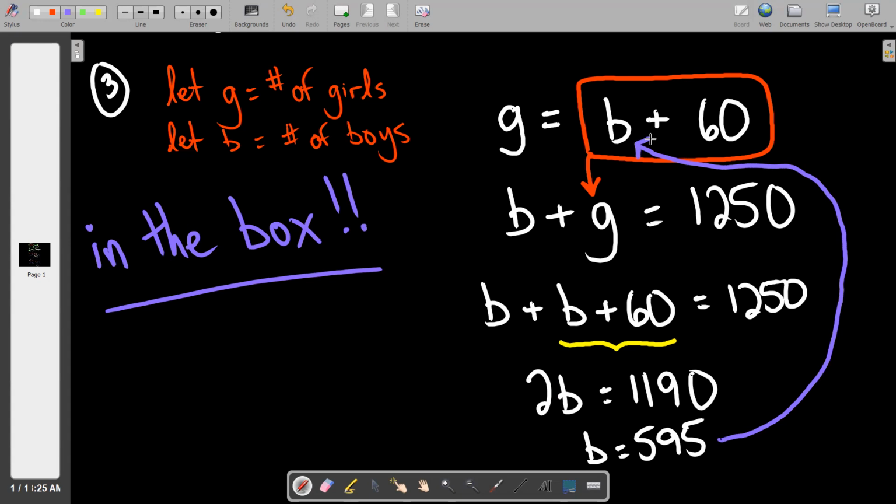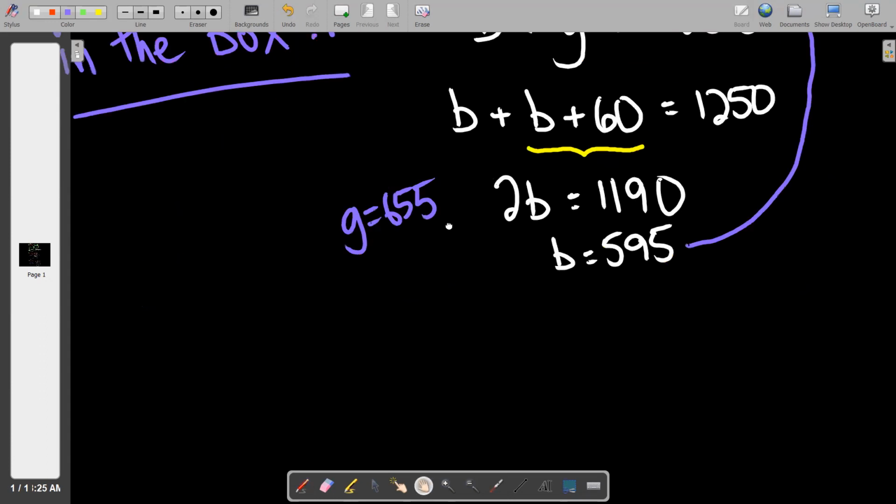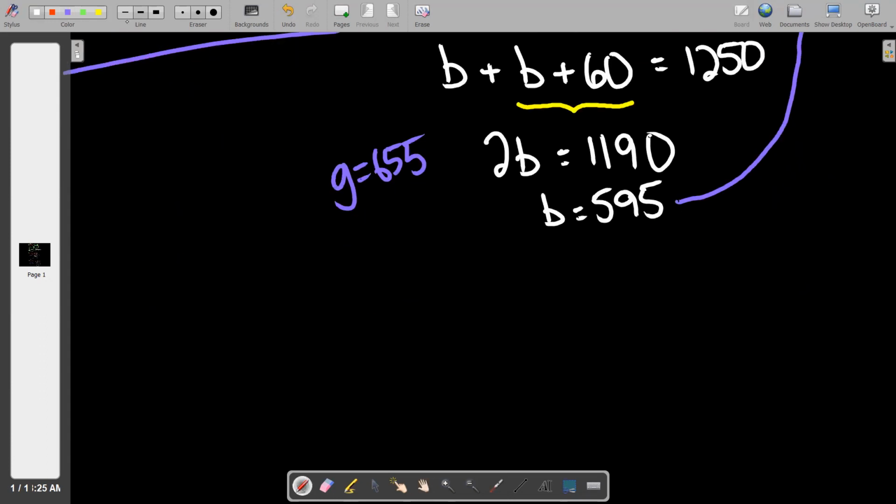And what Addie said is certainly not wrong. Take the total number of students, subtract the boys. Gorgeous answer. I'm just going to keep going back and just doing the box. So 595 plus 60, I believe, is 655. So I get G equals 655, and I can now answer the question. And the question, remember, is how many girls are there?